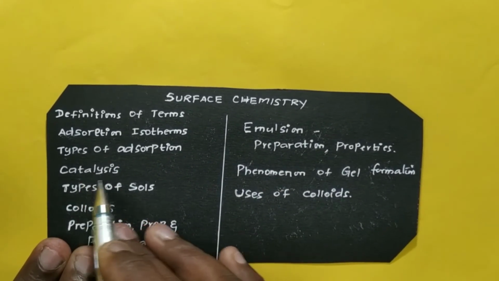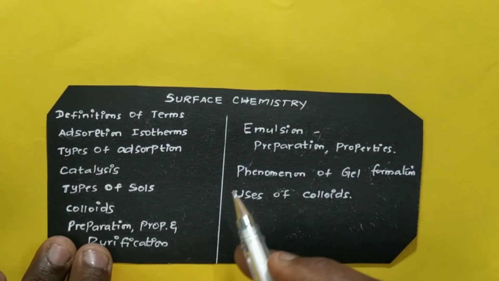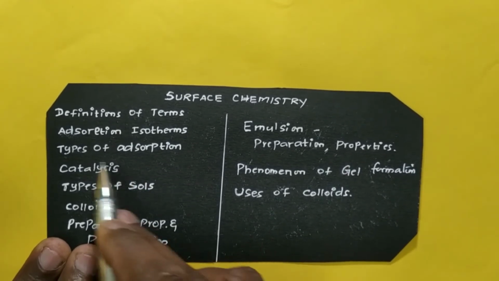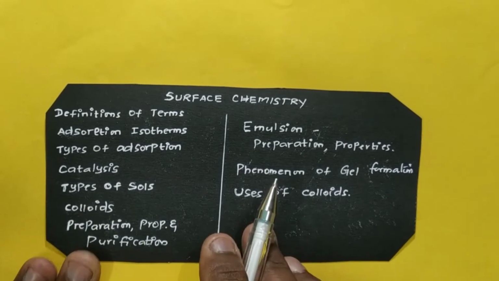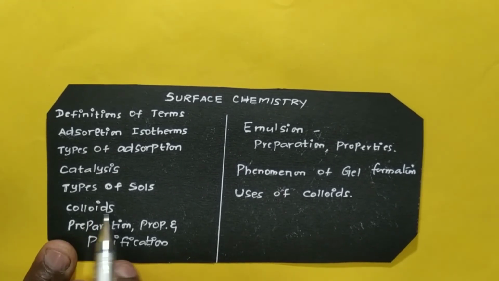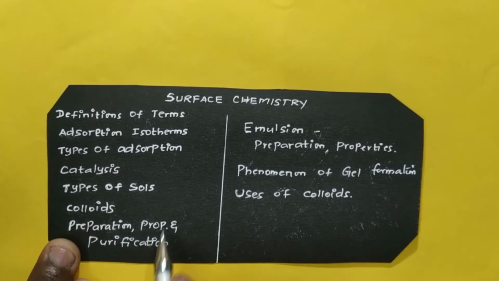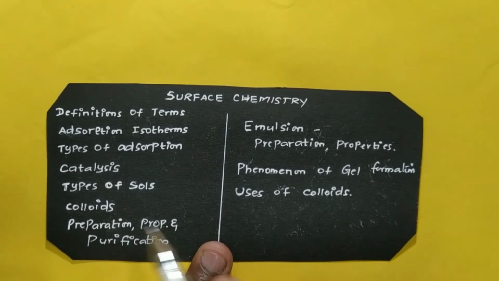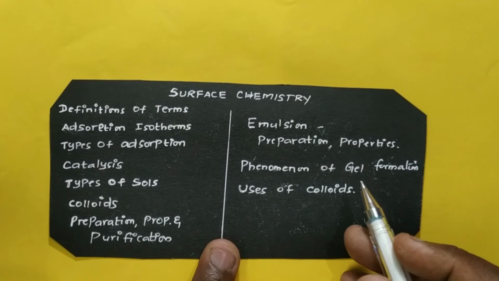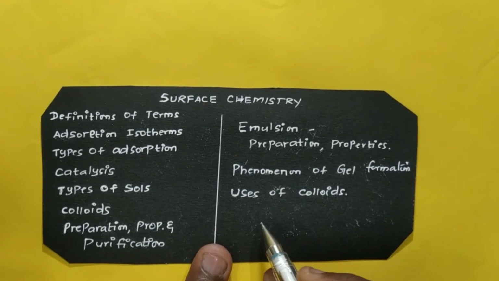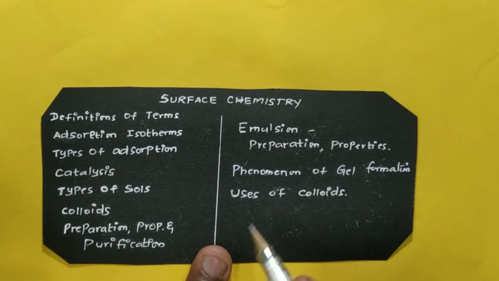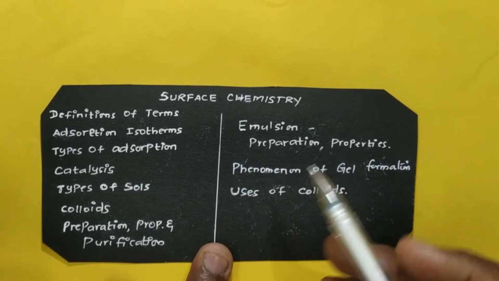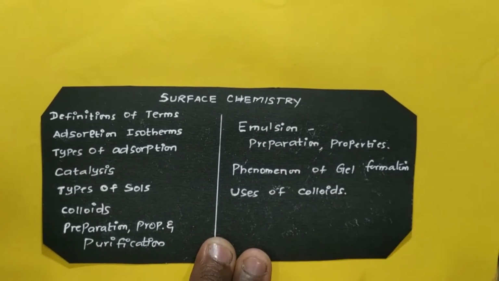And catalysis also, you'll be getting a lot of questions: enzyme catalysis, catalytic reactions, metallic catalysis. That kind of reactions they'll be asking. Then colloids. It's a very, very important area. They will be asking the preparation, properties and purification of colloids. From that you may expect a lot of questions. Based on the properties of colloids, like the Tyndall effect and Brownian movement, you may expect a lot of questions. And emulsion, here also the preparation and properties are very important.